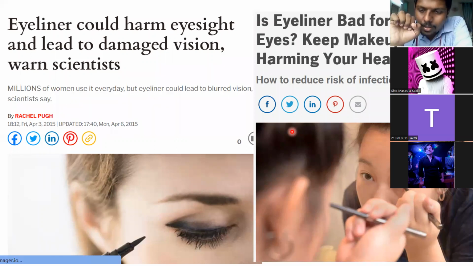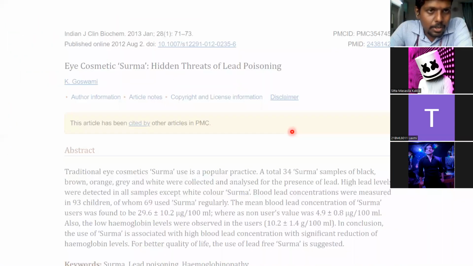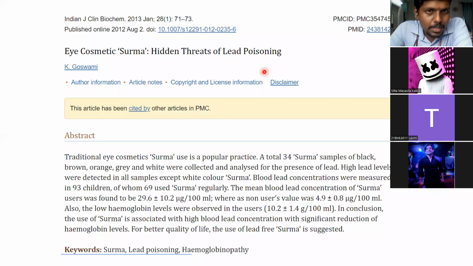So kajal has its own effects. This is antimony usage causing blindness. So eye cosmetics are hidden threats of lead poisoning and antimony. There are many disadvantages of using these black colored antimony products.